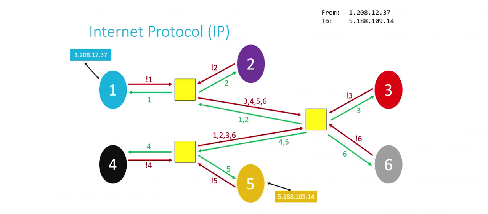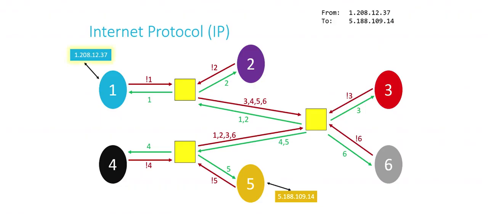Let's say that I am physically located at IP 1.208.12.37, so I exist somewhere on the 1 network. And I want to send a message to you, and you're on the 5 network at 5.188.109.14. Your IP address specifically doesn't matter, but in this particular example, we're talking about this generalization of what the internet protocol is all about. You're on the 5 network, and I'm on the 1 network.